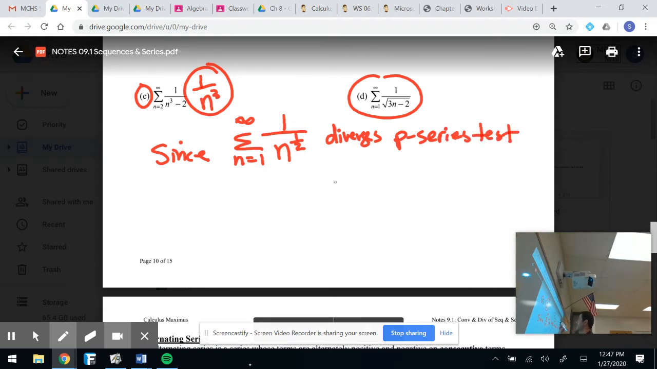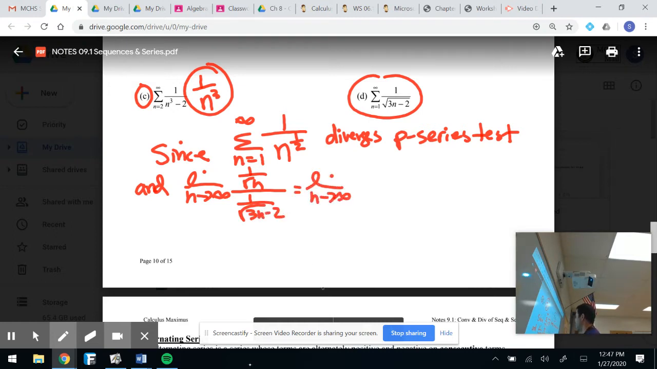Okay? Now, I can't do an inequality for that. That'd be a little bit confusing, right? And so let's just do the limit comparison test. Now, how do I do it for this little square root? Well, let's see. We have 1 over the square root of n over 1 over the square root of 3n minus 2. We don't want to divide by a fraction, so let's multiply by the reciprocal.